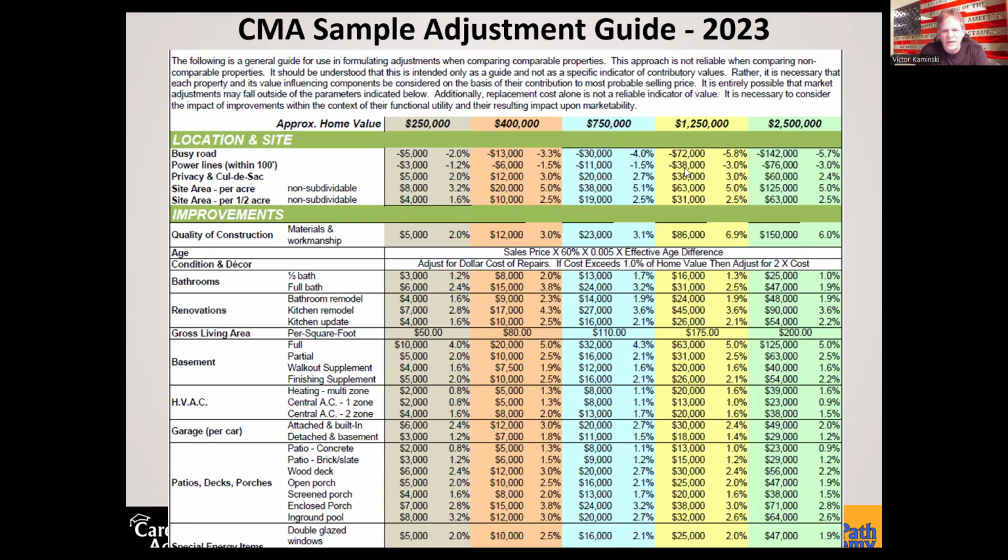Let me see. There's an advanced adjustment guide. I think I have to pull that out from the workshop. Let me see if I can pull it up. It's just talking about market conditions. Or did they give us a guide here? No, they gave us a guide.